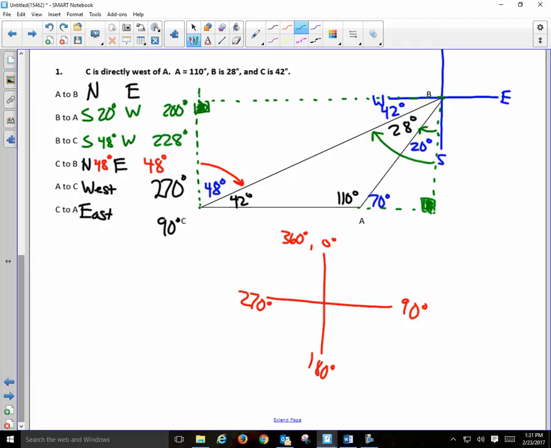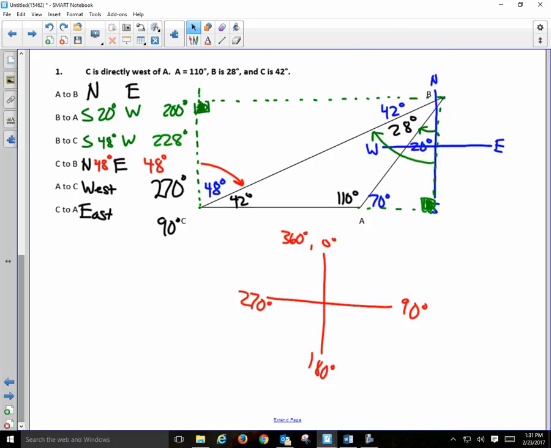We have one left. We have A to B. For some people, this one's complicated. I'm going to place myself right here at A. Give me the general direction again. Northeast. If you notice, it would be nice to have this angle right here, wouldn't it? It's 20. If that's 70, then that has to be 20.